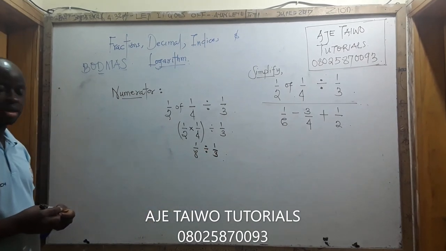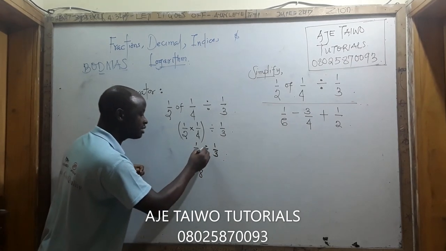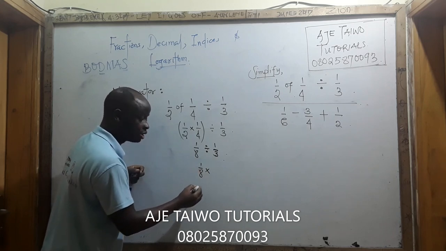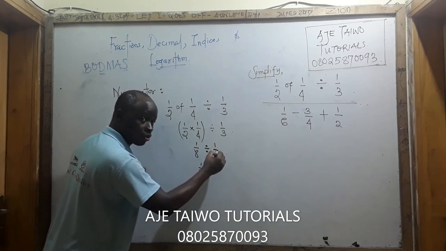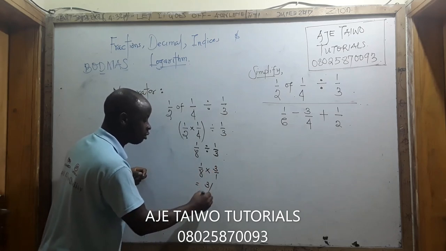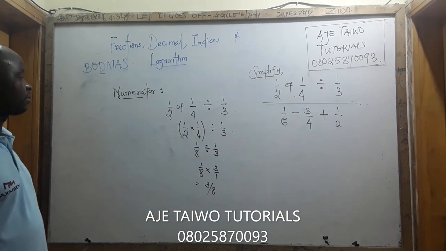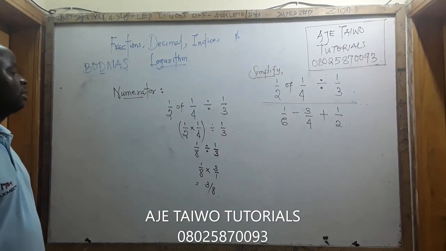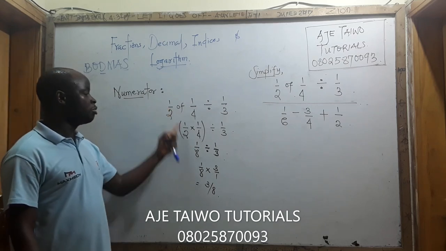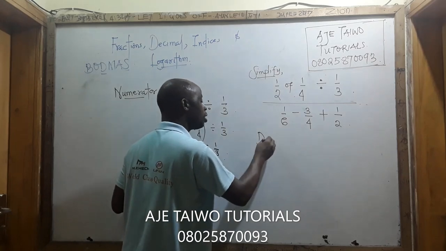Divided by 1 over 3. So we now have what? 1 over 8. When this division becomes times, what happens? You have 3 going up, 1 coming down. So 3 goes up, 1 comes down. We have 3 over 8. That is the numerator. I've done the numerator. Let me do the denominator.